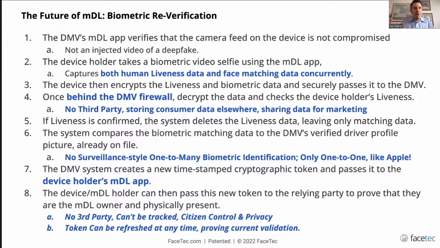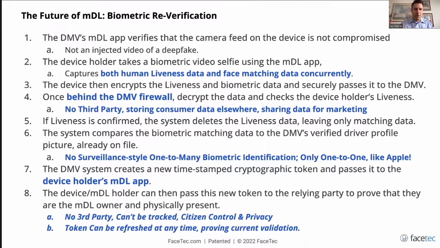There's no surveillance style biometrics. There's no one-to-many matching in this. It's all one-to-one, which, by the way, is exactly what Apple does with 3D Face. Okay, they're matching your biometric against a stored value somewhere. It's not matched against all the other drivers in the database.